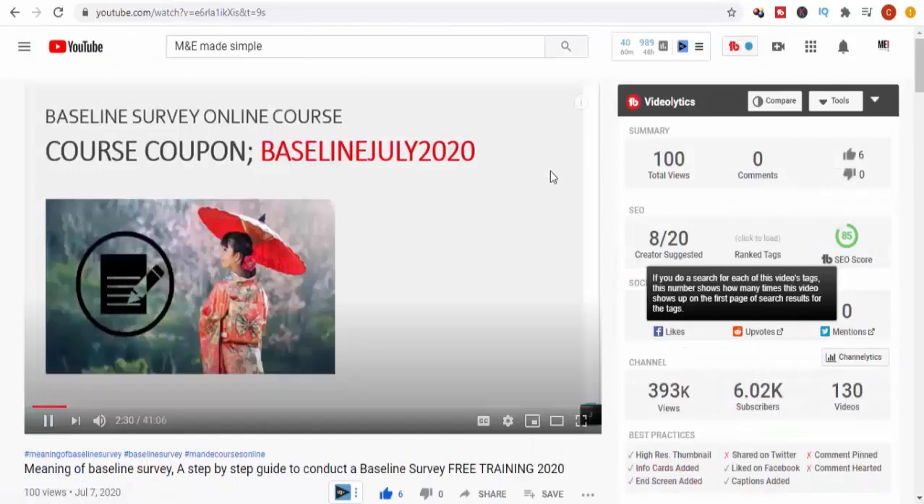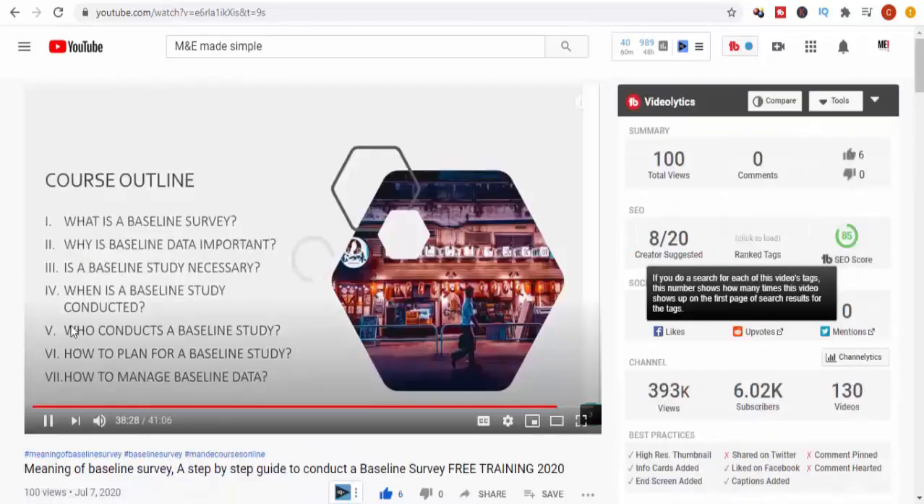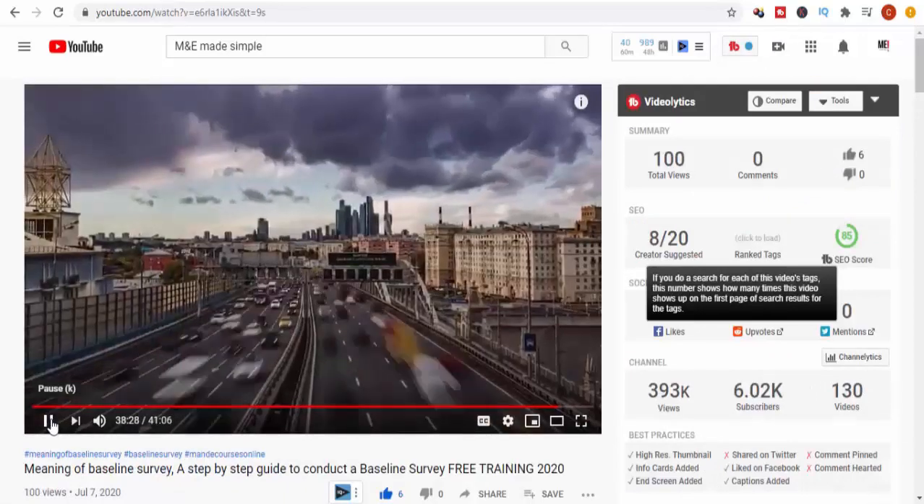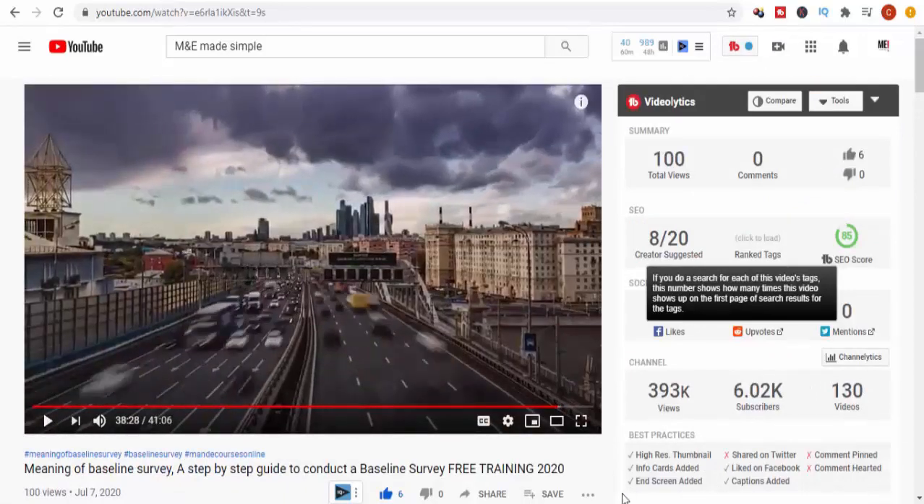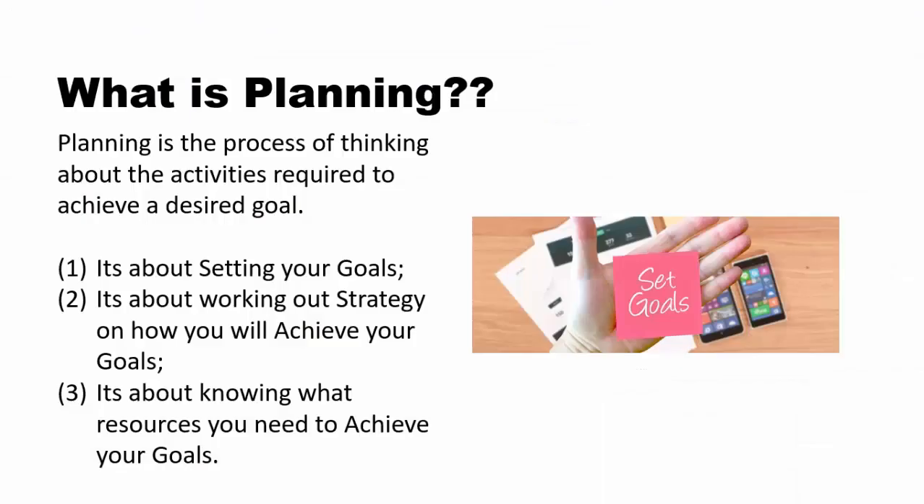Before I go any further, I want us to talk about planning. Planning is such an important thing in our lives because whatever we do, we are constantly planning what we want to do.